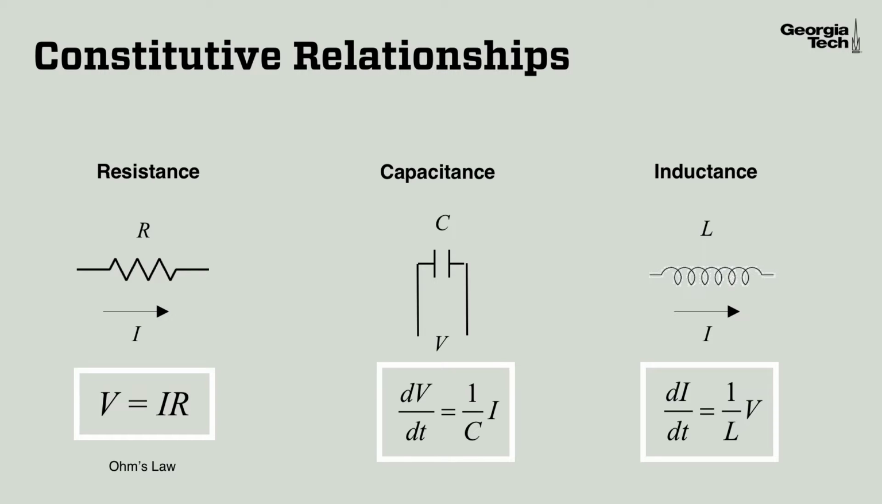Another constitutive relationship governs voltage, capacitance, and current. And that's given by the center relationship here that says the time derivative of voltage across the capacitor is 1 over the capacitance times the current. Finally, the constitutive relationship that governs inductance says that the time derivative of the current is 1 over the inductance times the voltage across an inductor.